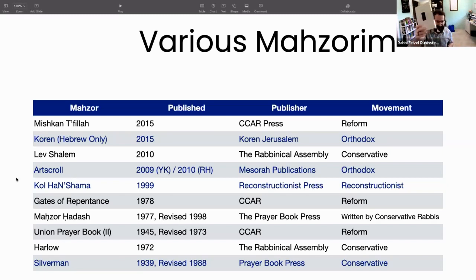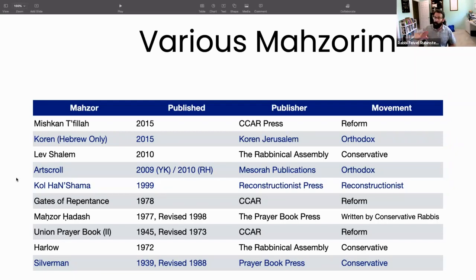There is, I believe, a Hebrew-English version of the Koran. That's not what the page numbers are in this one, but I'm not sure. Lev Shalem, Art Scroll, Kol HaNeshama, Gates of Repentance, Mahzor Chadash, Union Prayer Book, Harlow, and Silverman. Of course, the Kol HaNeshama I don't yet have page numbers for, but I'm working on that.